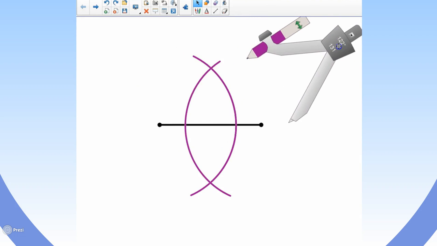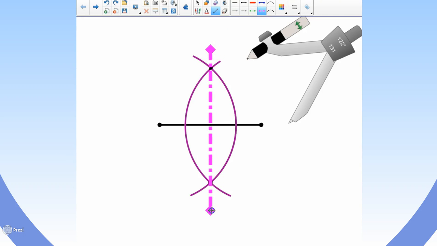Move it out of my way, and what I have is 2 points of intersection right here and right here, and my perpendicular bisector passes through those 2 points. That is a very thick line, but it's okay. And I have just bisected that, and it met it at a 90-degree angle.